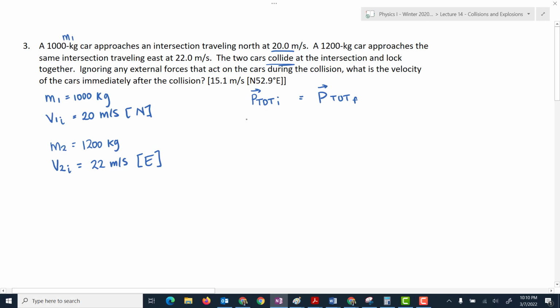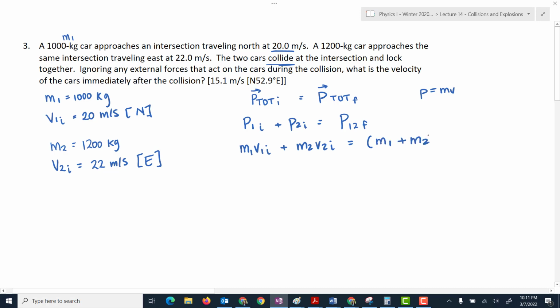And so I have two objects initially. I have P1 initial plus P2 initial. So these are my two objects, my two cars. And at the end, I'm going to call it momentum of 1, 2. So these are my two cars that are stuck together. Final. So what are my formulas? P is equal to mv. So I'm going to write this as m1 v1 initial plus m2 v2 initial is equal to, my two objects are stuck together, so my mass is now the mass of both of them together.